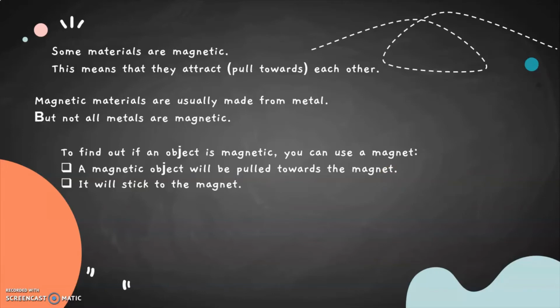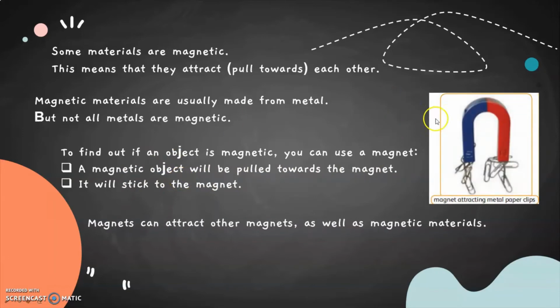So it means that the material is a magnetic material if it is like this. A magnetic object will be pulled towards the magnet and it will stick to the magnet. Next, like this, the magnet is attracting metal paper clips. A magnet can attract other magnets as well as magnetic materials. We call them all magnetic materials.